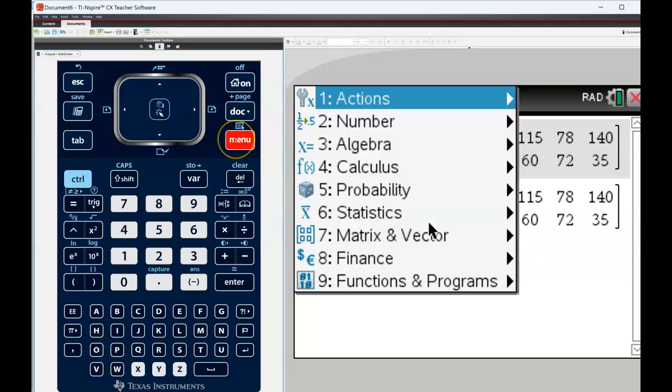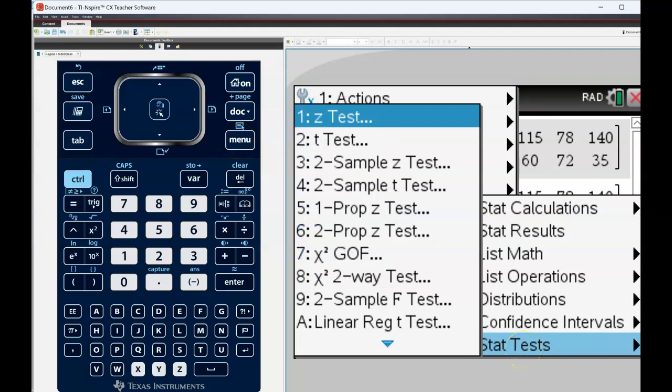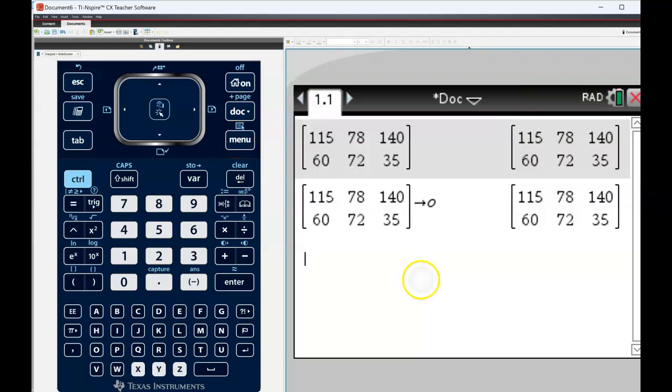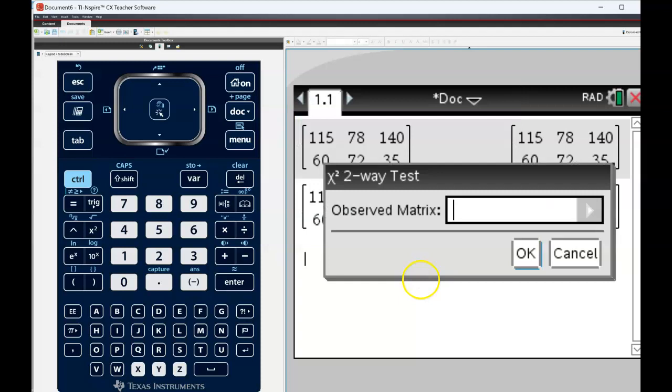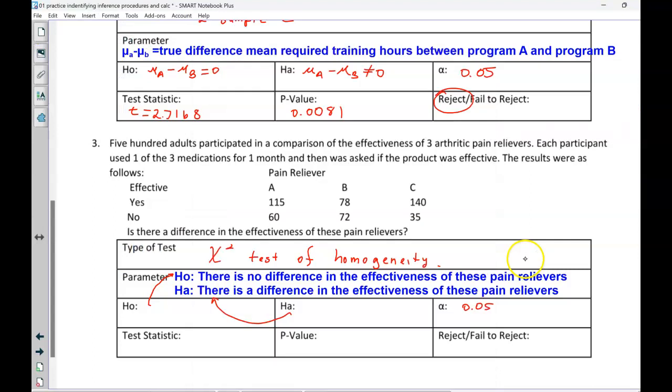To run the test, you would do menu, statistics, stat test, and it's the same thing as a chi-squared two-way table. So option 8, and you would enter O. And you run the test. So let's record the information. So the test statistic is the chi-squared. Make sure you're using the appropriate notation.